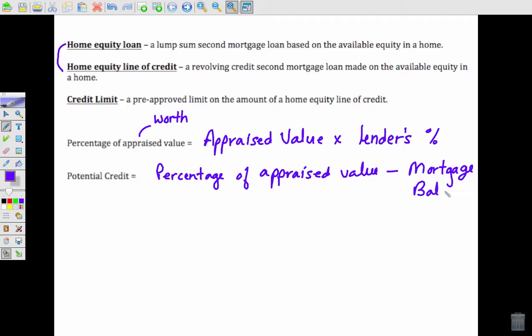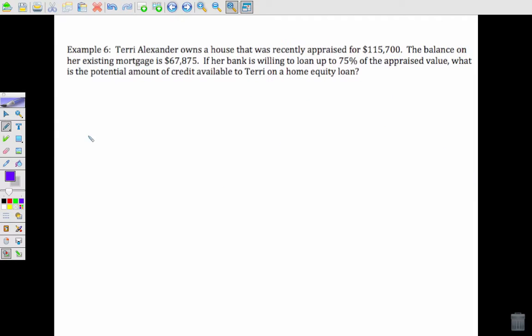You have to have some equity in your mortgage. And obviously, the more your mortgage is paid down, the more you're going to be able to borrow against it. It'll make more sense when we do this first example.